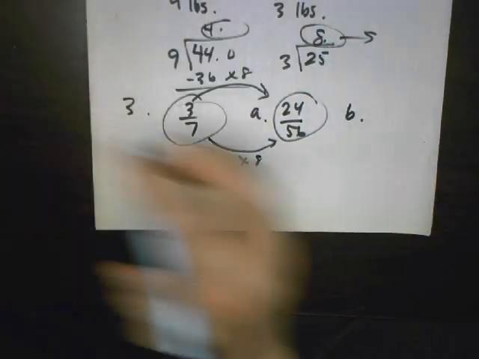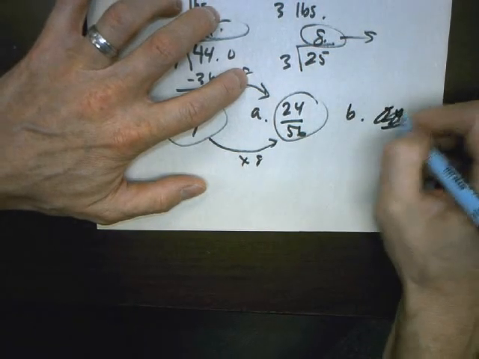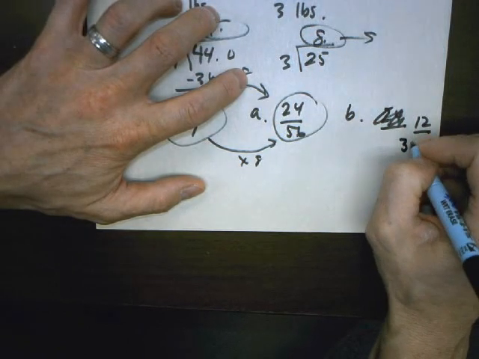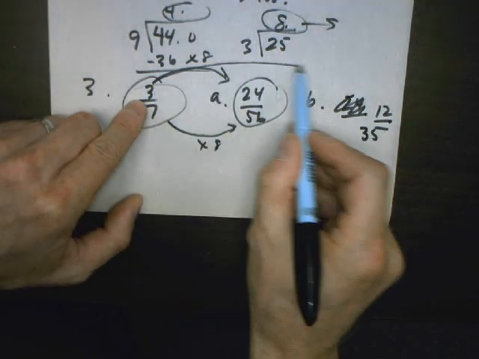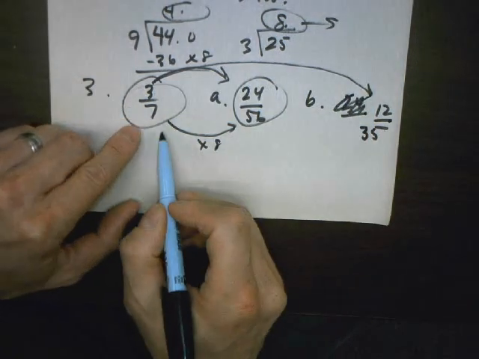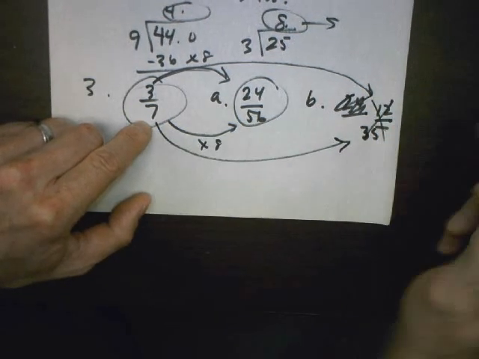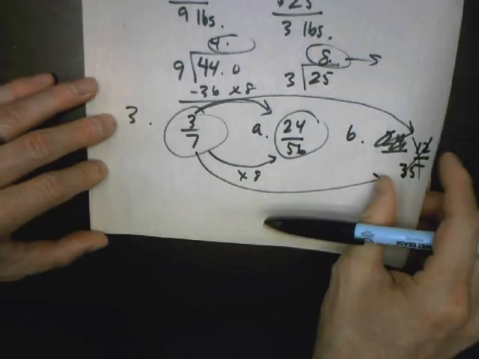The other ones won't work. For example, B, it's 12 over 35. That won't be proportional, and I'll show you why. So I go 3 times 4 to get 12, and if I multiply 7 times 4, I don't get 35, so this is not the same fraction, meaning it's not proportional. And the other two won't work either, so A was the answer for that. Okay.